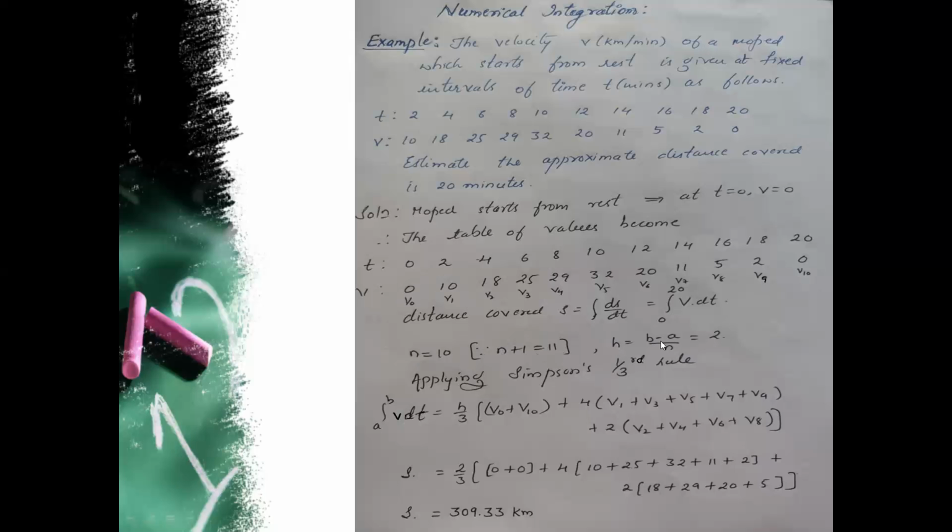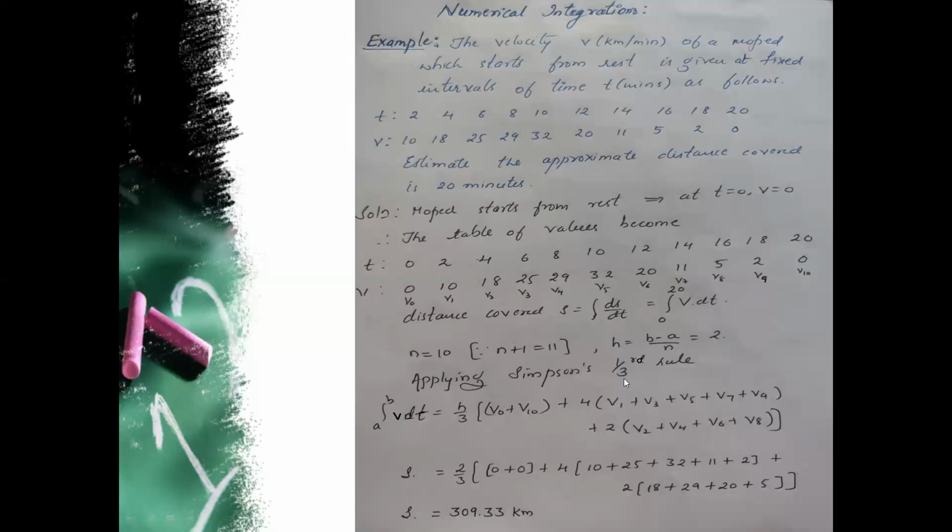Now take h is equal to b minus a by n. The value we get is 2. B is the upper limit, A is the lower limit, divided by N. N you can see it is 10. So we have H is equal to 2. Even it's not necessary to calculate the H because the table values are given, and we know that the values of this x or t are equally spaced, so we can see that h will be equal to 2 here, because the difference between any two values of t is always 2. So directly also you can write h is equal to 2.